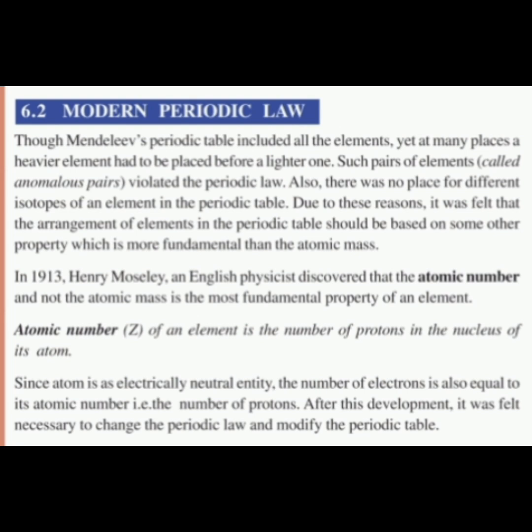Atomic number is capital Z. So capital Z is the atomic number. The atomic number of an element is the number of protons in the nucleus of its atoms. So in an atom you can find protons. How many protons are there in the nucleus is called the atomic number.